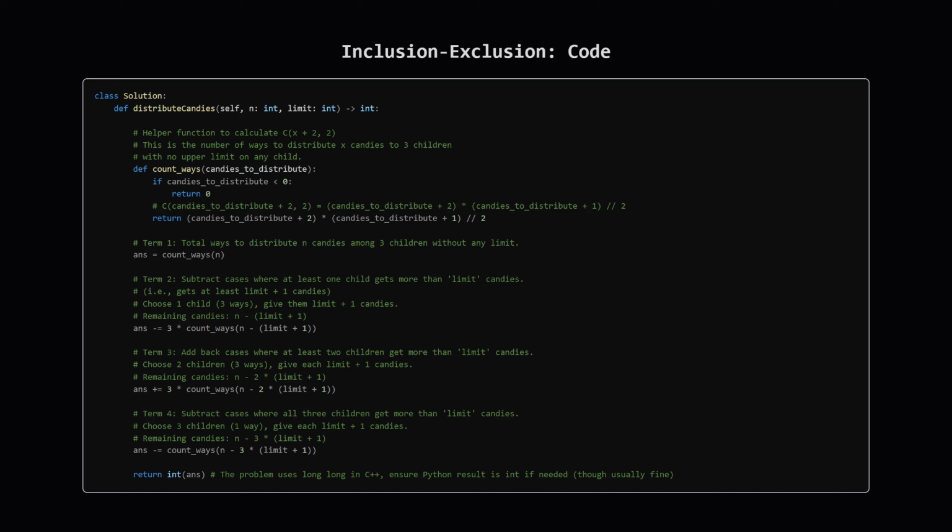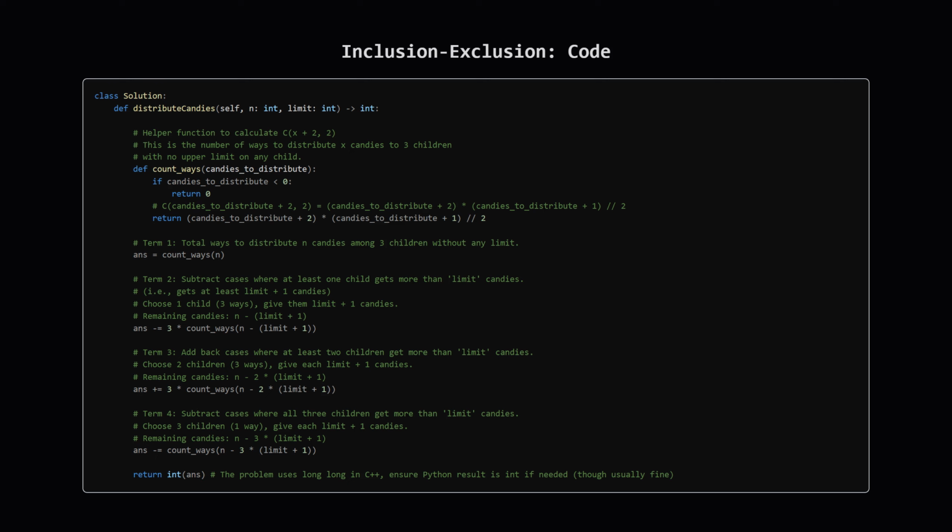First we define that helper function, let's call it count_ways. It takes the number of candies to distribute. If this number is negative, it's impossible, so we return 0. Otherwise, it calculates candies to distribute plus 2 times candies to distribute plus 1, all divided by 2. This is our k plus 2 choose 2 formula.